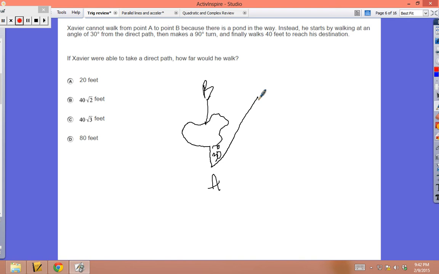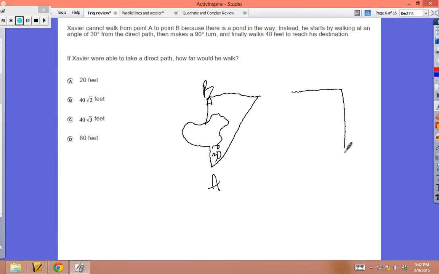Then he makes a 90-degree turn. So I think I got my picture wrong, because the 90-degree angle, I've got it being right here, but it needs to be right here, because that's not a 90-degree. And then he walks 40 feet to his destination.